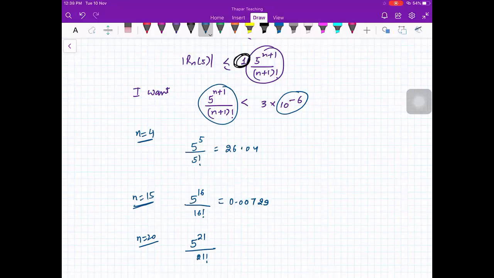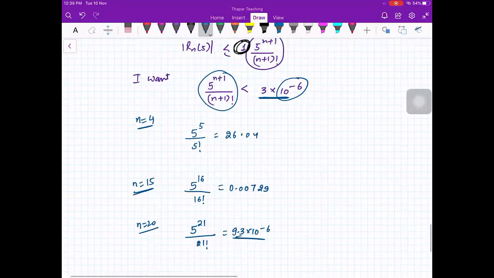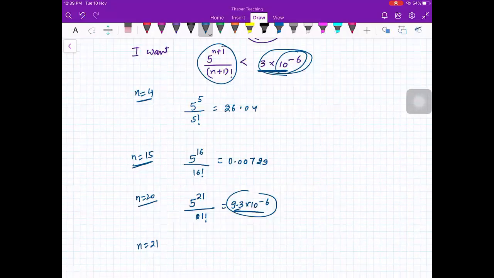This number is 9.3 into 10 to the power minus 6. Still bigger than the required error. So go for n is equal to 21. Now because the distance is very small, we'll take small steps, from 22 we'll go to 21.